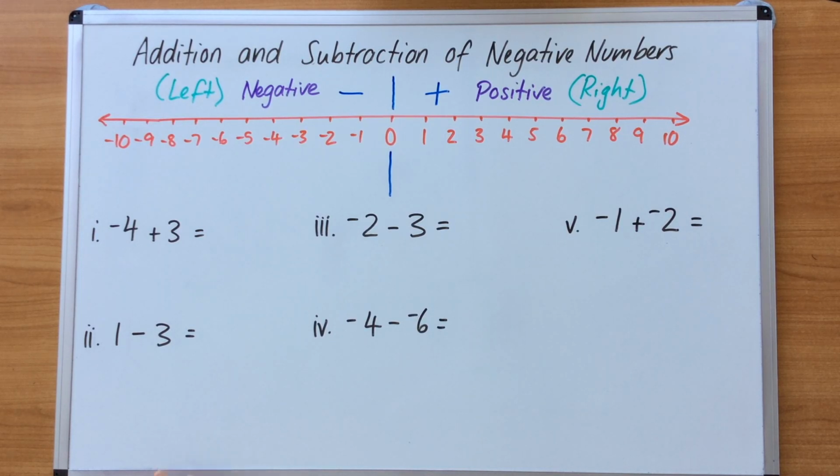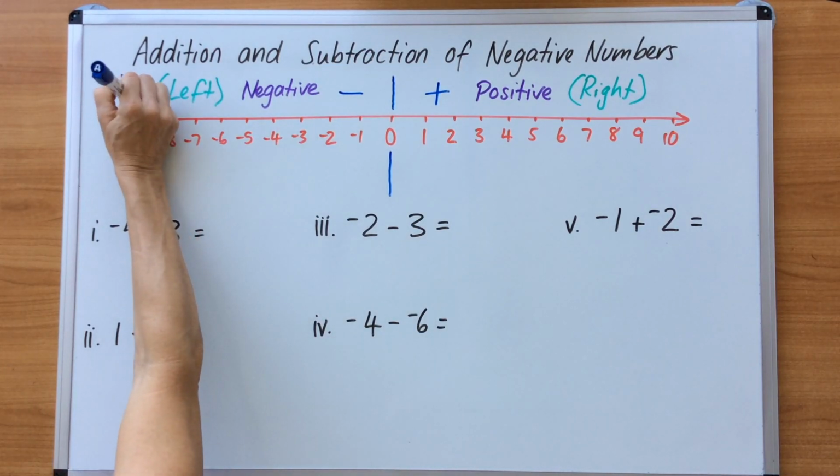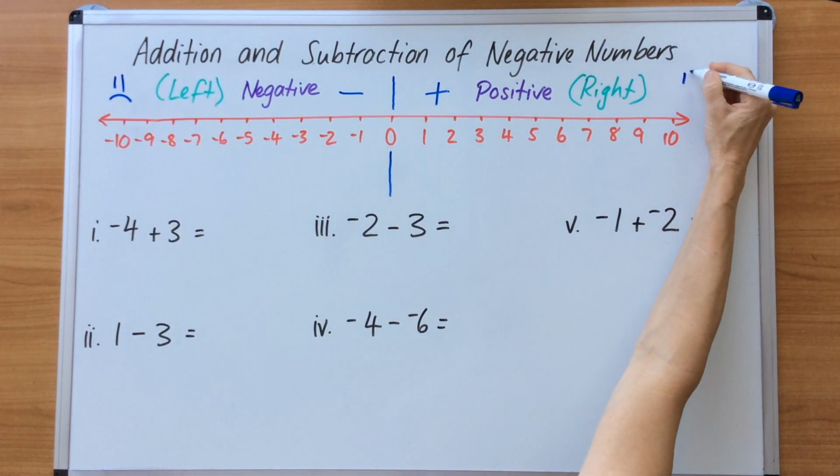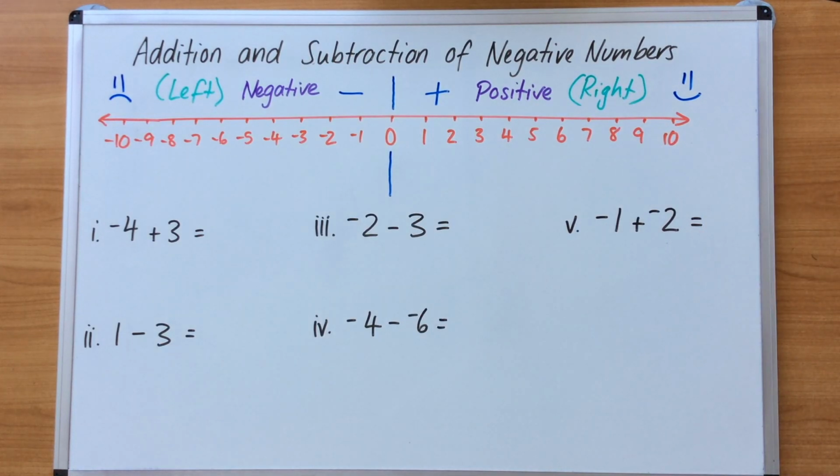Before we take a look at these questions at the bottom here, I just want to run through how I use an analogy for negative and positive numbers. I think of negative numbers as negative people and positive numbers as positive people.